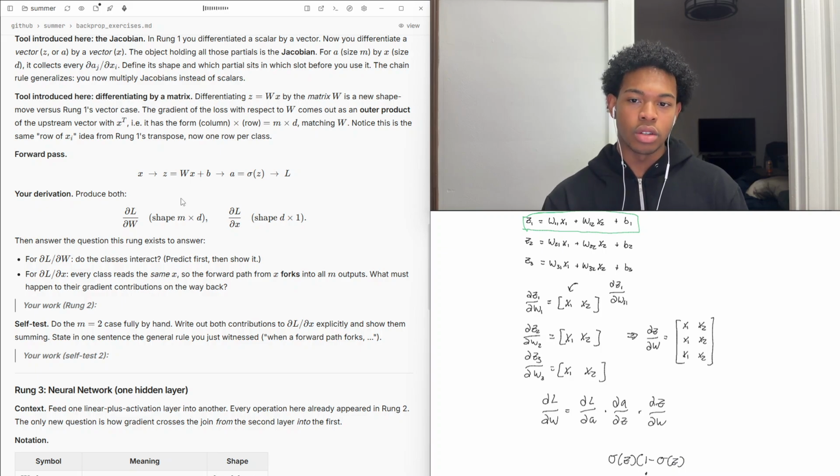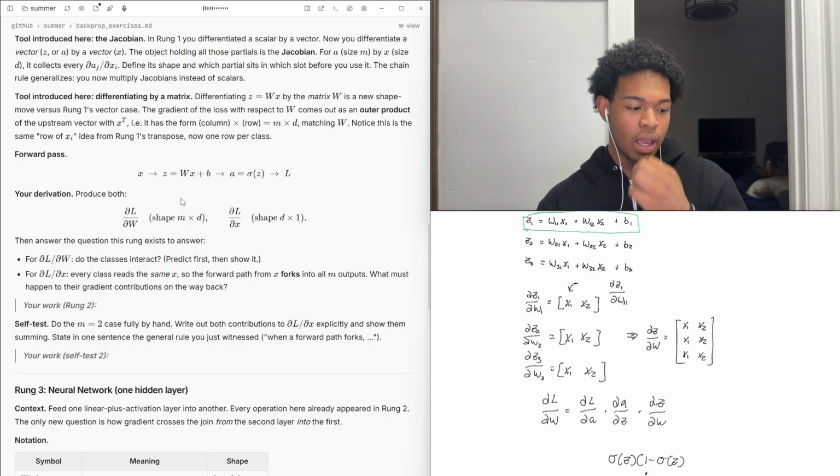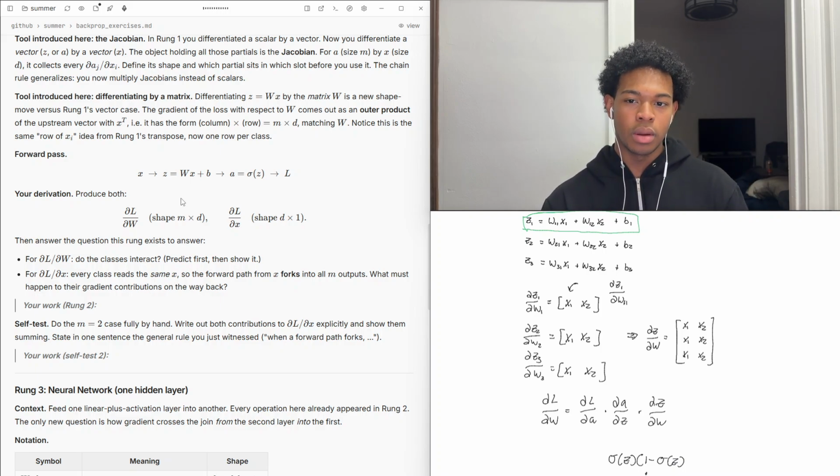I think so. I'm assuming that the operations are going to be element-wise. The partial derivative of L with respect to A is element-wise, which means it's a vector, times the partial derivative of A with respect to Z, which is also a vector, and that vector is sigmoid of Z times 1 minus sigmoid of Z. And then that's times the partial of Z with respect to W, which ends up giving us the same shape, but the initial partial Z over partial W is what I'm describing it as.